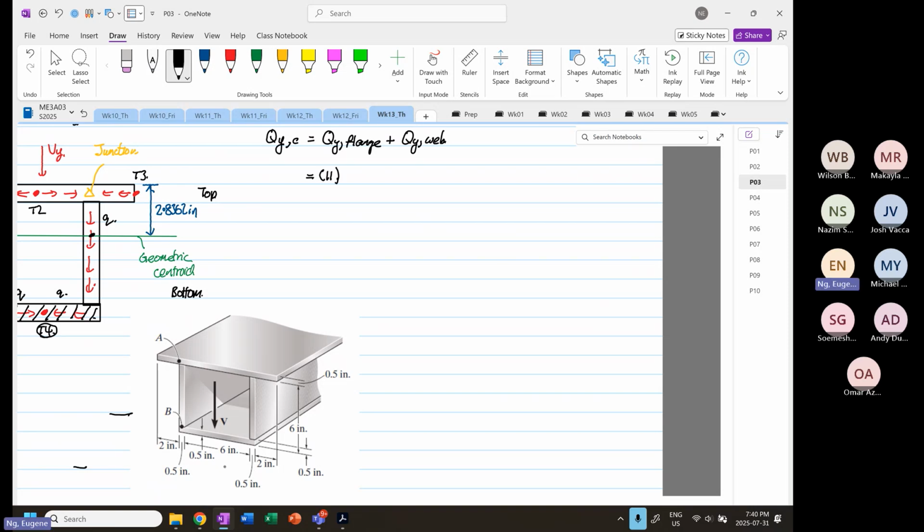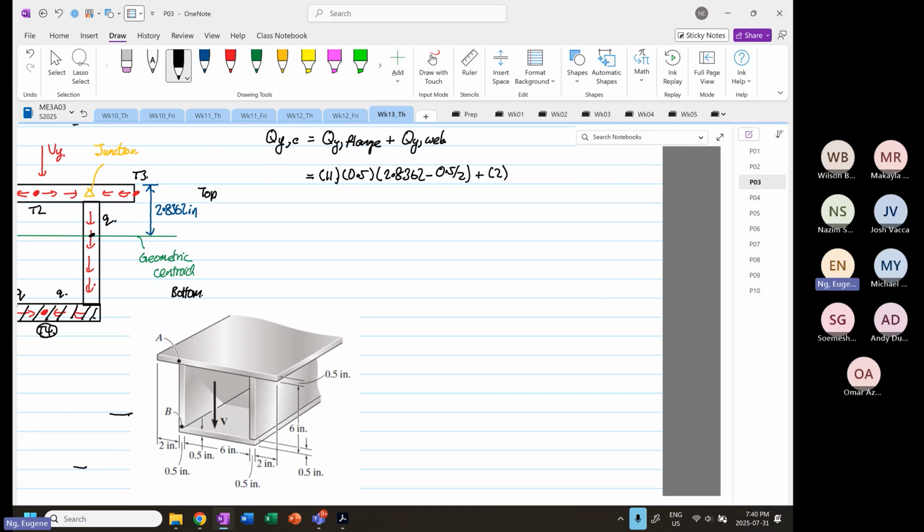Let me see again. 6.5, 0.5 is a 1, 7. Yep. The depth is 0.5. The y bar is 2.8362 minus 0.5, divided by 2. That's your y bar.